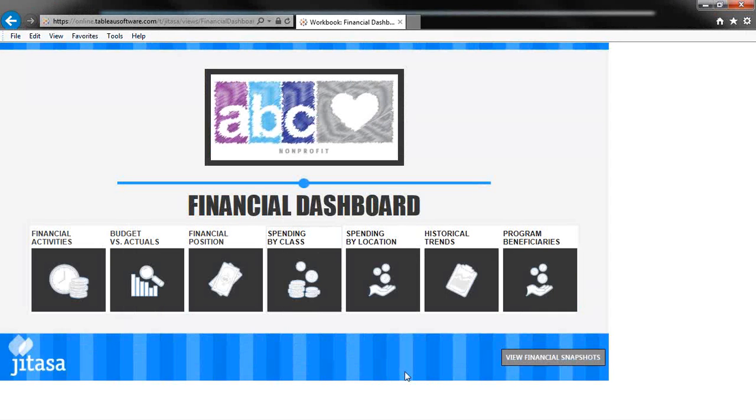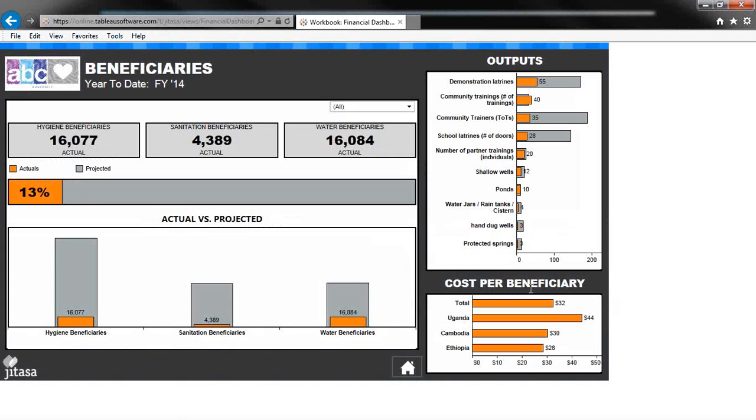And the last example I want to show you on this one is program goals, right? So we spent a lot of time on financials, but with this dashboard, you can also bring in funding information and program information. And so this nonprofit, ABC nonprofit, wants to track their program goals. And if the interface is built, it can easily pull that from that system or that database or the Excel spreadsheet. And so this nonprofit wants to track beneficiaries in the areas of hygiene, sanitation, and water.